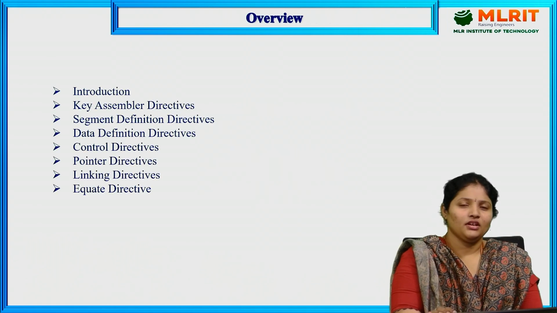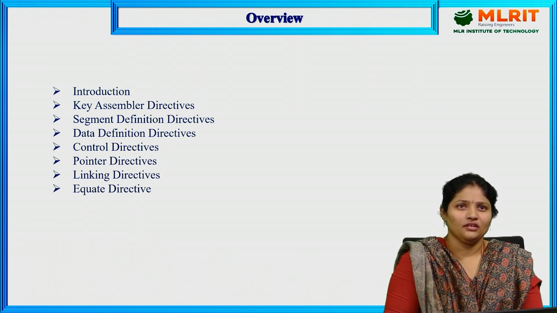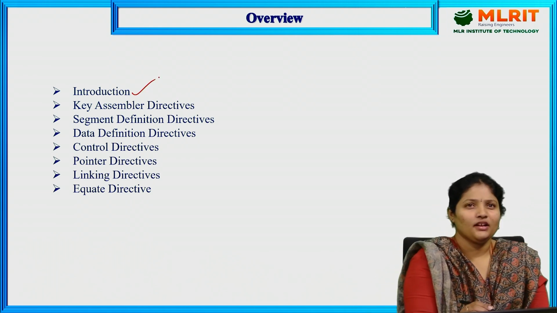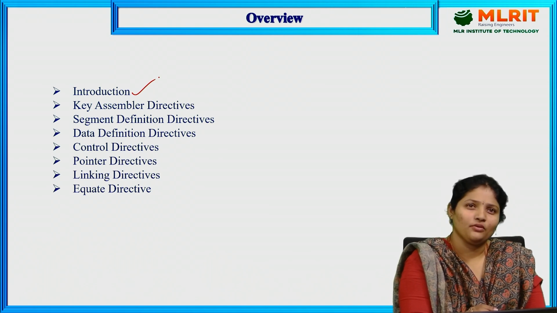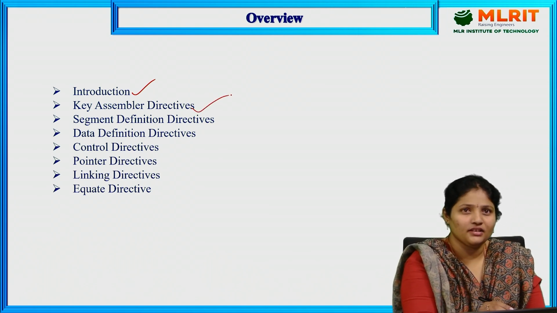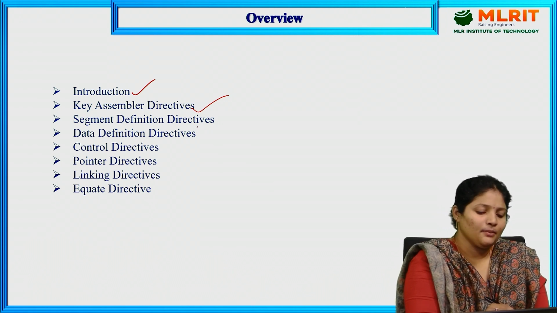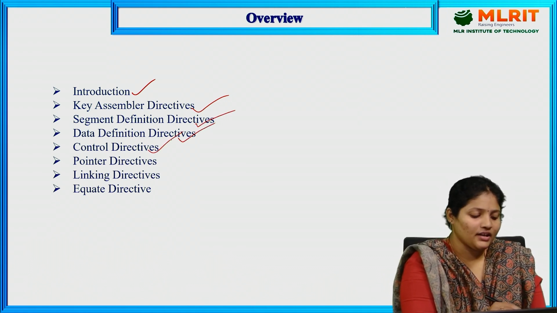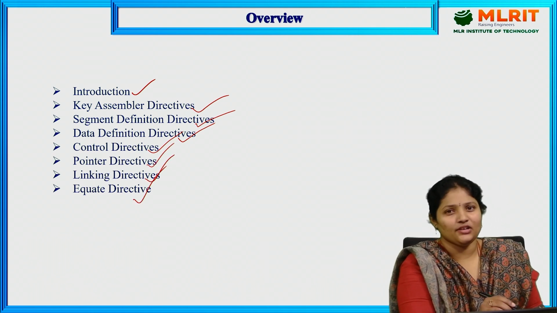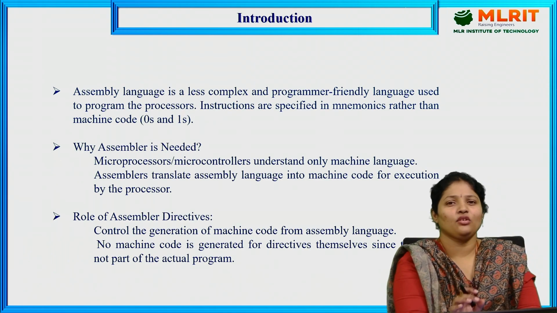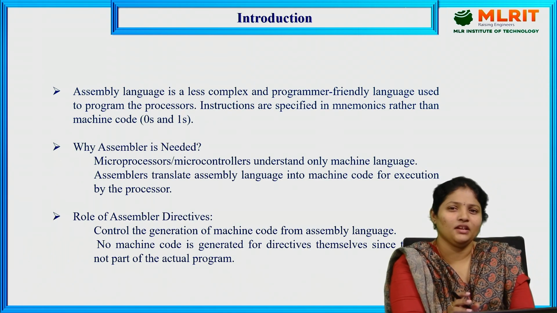So coming to the overview of today's presentation. What are the assembler directives? Why are we using assembler directives to write programs in the 8086 microprocessor? What are the key assembler directives present in 8086? And segment directives, data definition directives, control directives, pointer directives, linking directives, and equate directives present in the 8086 microprocessor.